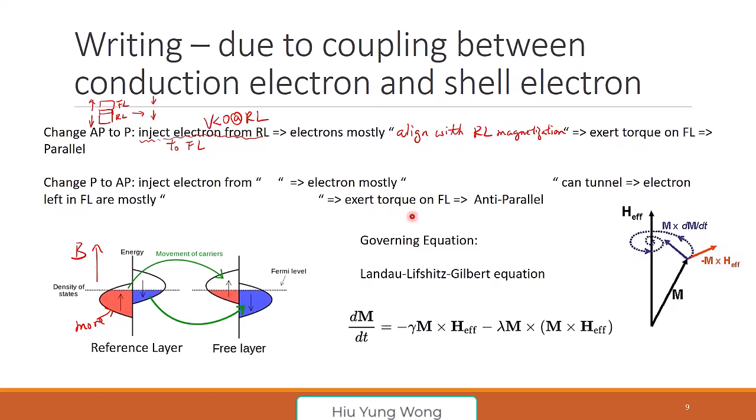Professor? Mm-hmm. Here we're trying to change the direction from anti-parallel to parallel, right? Yeah, like here. It was anti-parallel. I want to change it to parallel. So where does it change actually when the electrons move from the reference layer to the free layer? When the electrons enter the free layer, all the electrons are pointing down. The magnetization is pointing down. Then these electrons pointing down are going to affect the shell electrons on the free layer so that eventually they will point down.